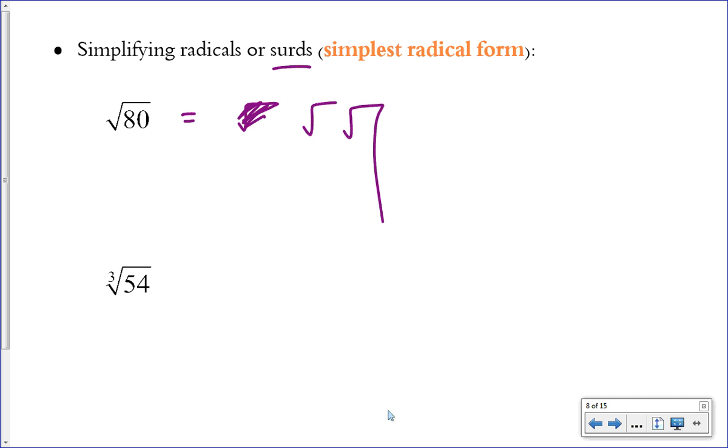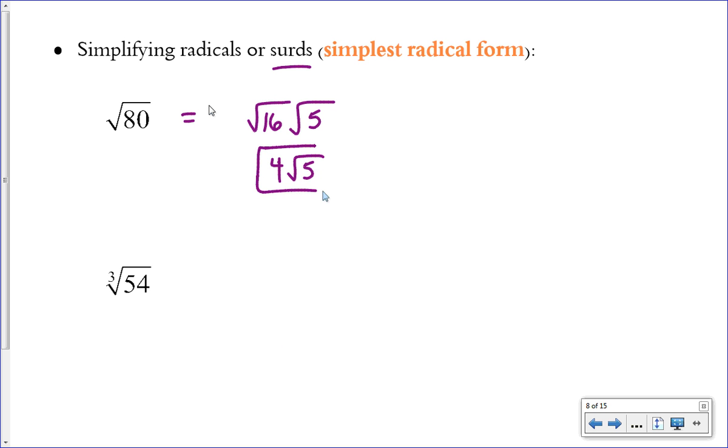Let me just delete these. Where one of the factors is a perfect square. Now, 80 itself is not a perfect square, but I can think of at least one number that goes into it that is a perfect square. I'm trying to think of the biggest factor of 80 that is a perfect square, and I know that's 16. 16 times 5 is 80, and root 16 is 4, the whole rational number 4. Radical 5 is just radical 5. It doesn't get simplified at all. And so this is the simplest radical form of root 80. That's considered a better answer than root 80.